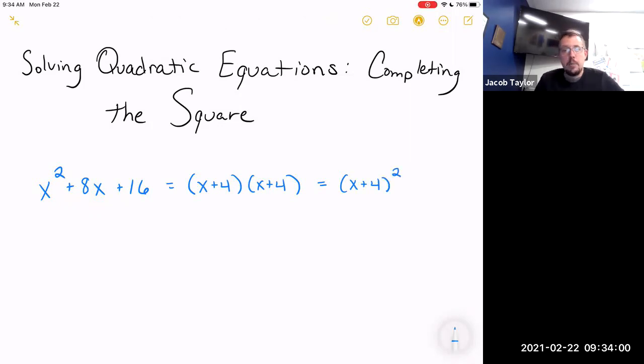Why is writing something as x plus 4 squared a good thing? Well, because now we can use the square root property, which is to take the square root of x plus 4 squared. So that's one of the reasons that we like perfect square trinomials.